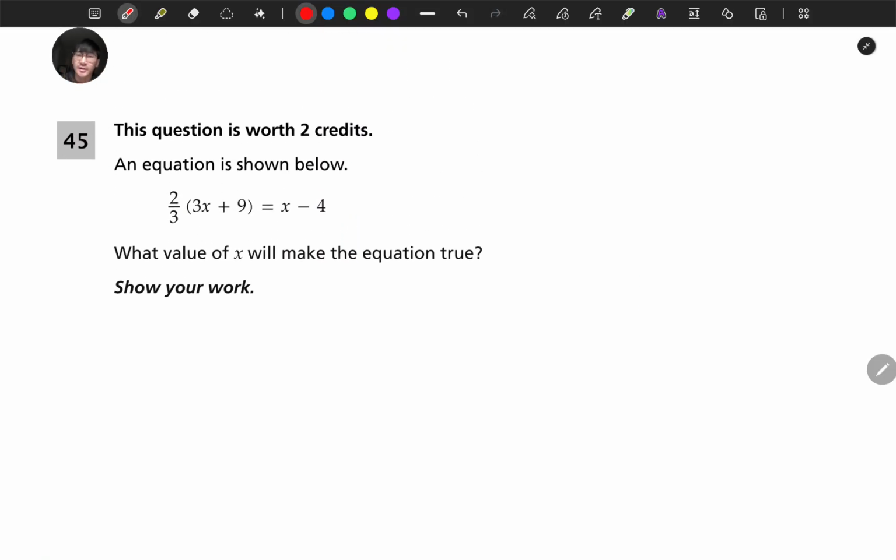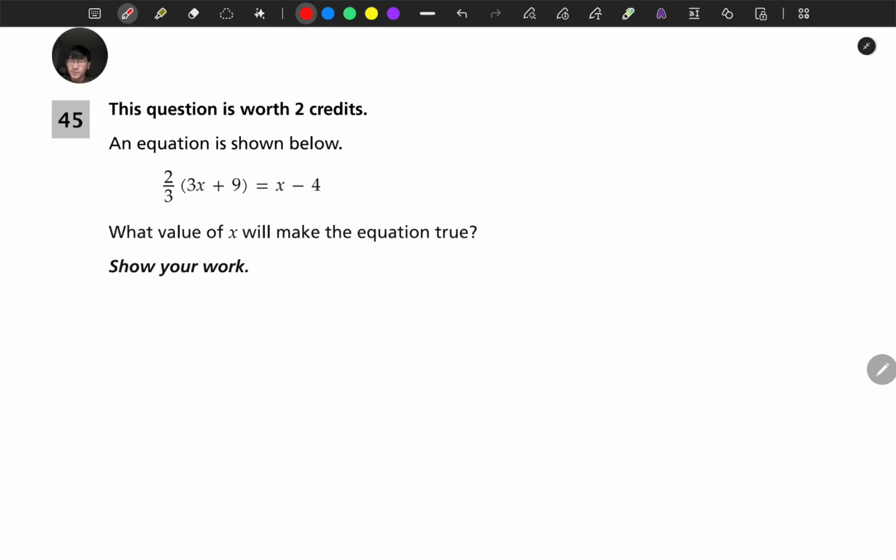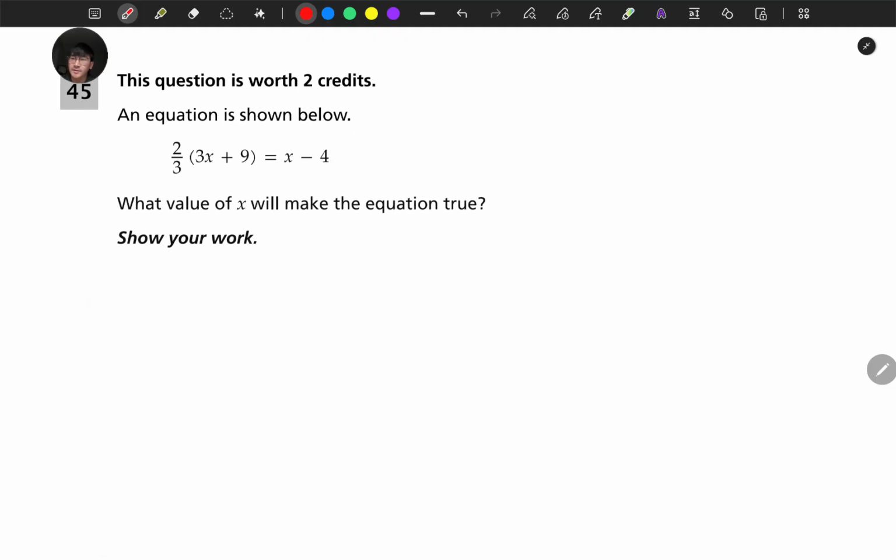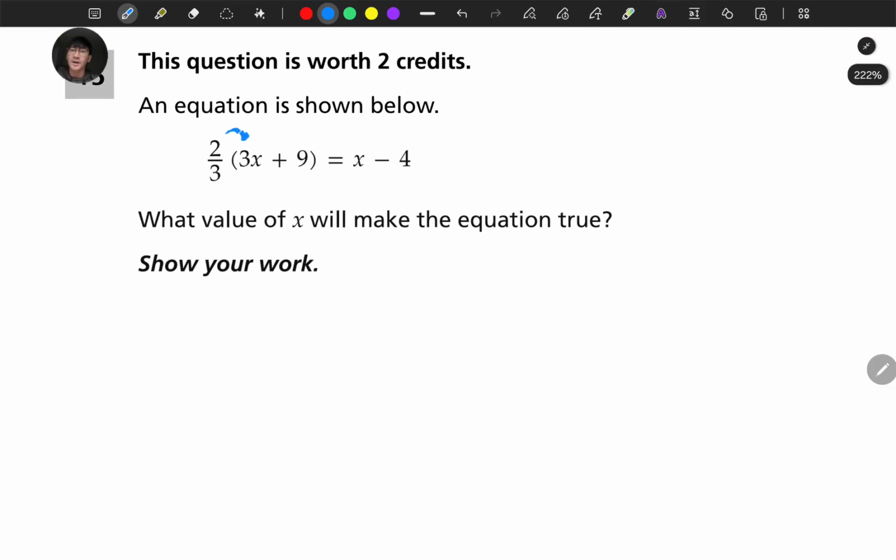So this question, for my former students, it should be very familiar. An equation is shown below. What value of x will make the equation true? So you just have to solve for x here. Multiple ways of doing this. Here, one way, they're testing your distributive property. You don't have to distribute, but I think in this grade level, that's what they want you to practice. So let's just do it that way.